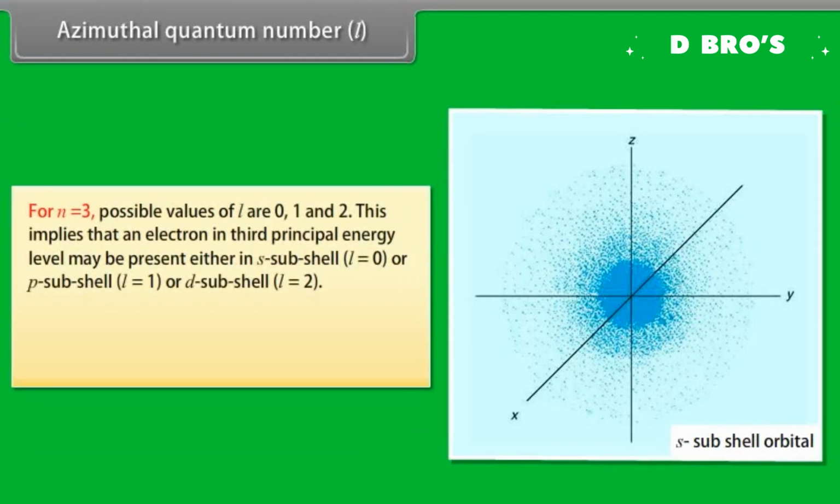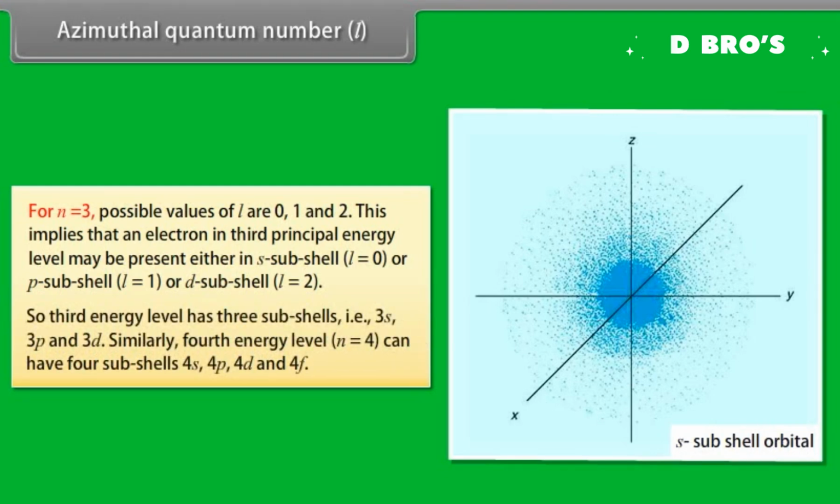For n equal to 3, possible values of l are 0, 1 and 2. This implies that an electron in the third principal energy level may be present either in the s subshell, l equal to 0, or the p subshell, l equal to 1, or the d subshell, l equal to 2. So the third energy level has three subshells, that is 3s, 3p and 3d. Similarly, the fourth energy level, n equal to 4, can have four subshells, 4s, 4p, 4d and 4f.